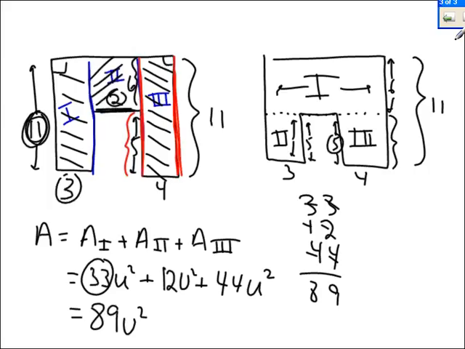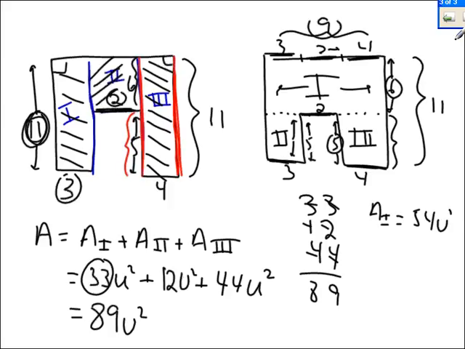Now, the top, well, this portion is 3, just like the bottom. This portion was given to be 2. So up here, this is 2. And this is 4, just like this. So this whole top is the sum of those 3 numbers, which is 9. So the area of region 1 is 9 by 6. 54 units squared.